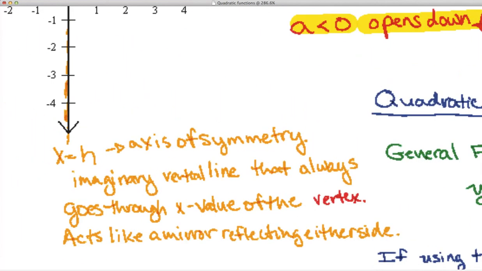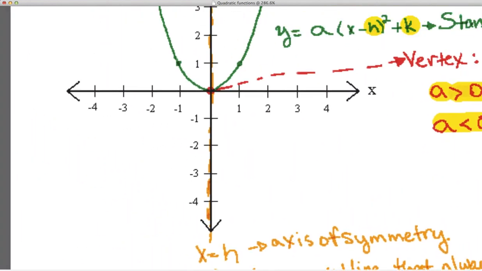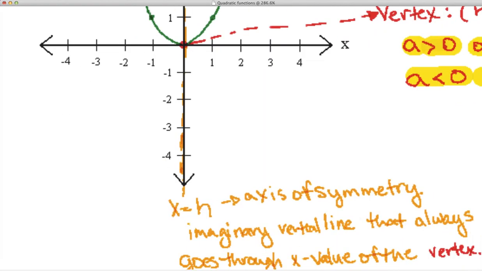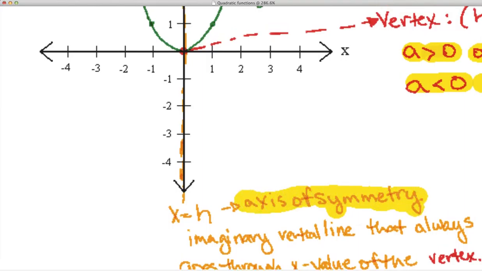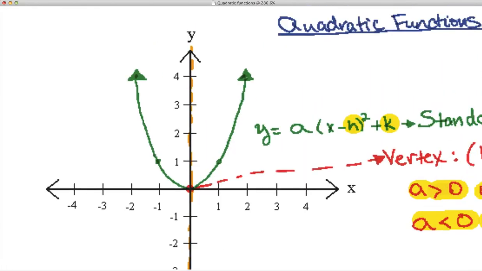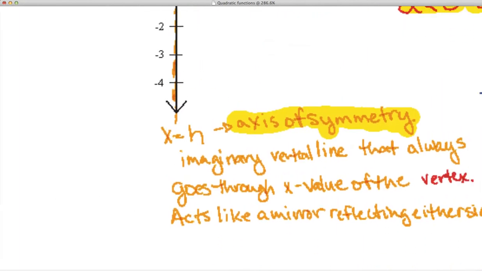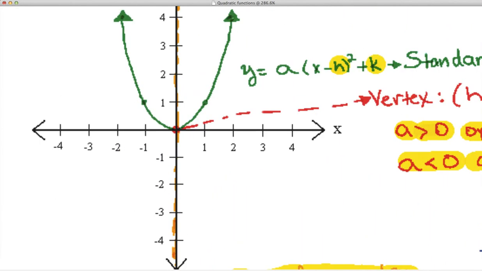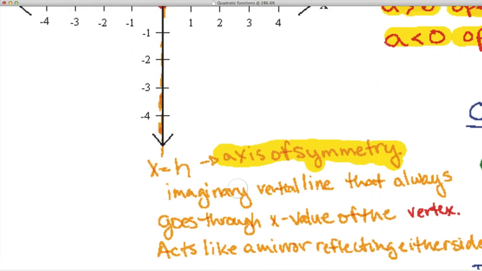Now there's an interesting little axis of symmetry here. This axis of symmetry basically is a vertical line that goes through the x value of the vertex. In this case, since the vertex is 0, 0, it would be x equals 0. This h value would be 0. But it's basically a mirror image.